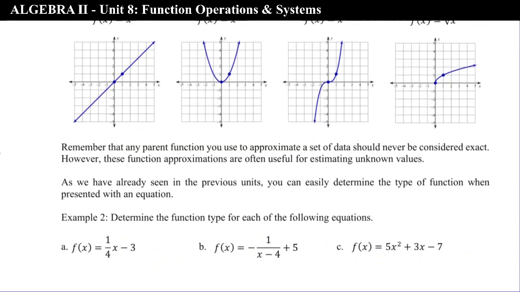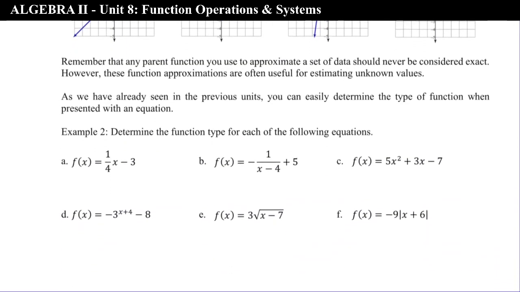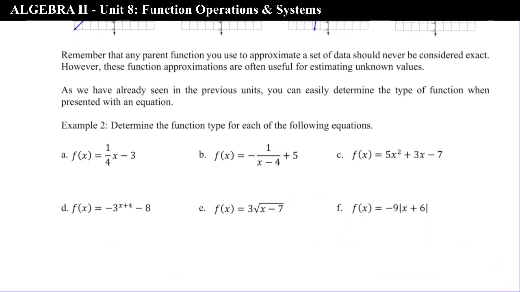So we've already seen in the previous units you can easily determine the type of function when presented with an equation. So we're going to just take a look at a few of these equations and see if we can figure out what they are. So for a, we have an x to the first power, so that gives us that it's linear because that x is not in a denominator, it's not under a radical, it's not x to some other power other than 1, so this is linear with a slope of 1/4 and a y-intercept of -3.